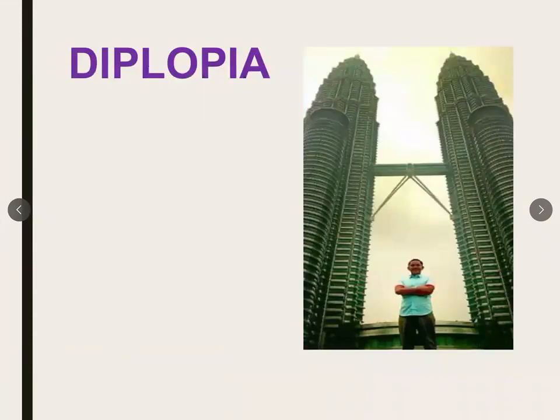Number 2 is diplopia. Okay, so as you can see here, you are not having diplopia. Diplopia meaning doubling of vision.